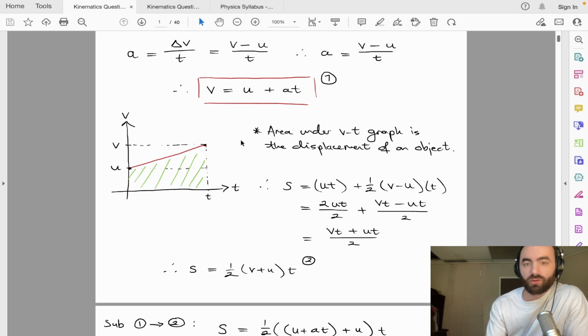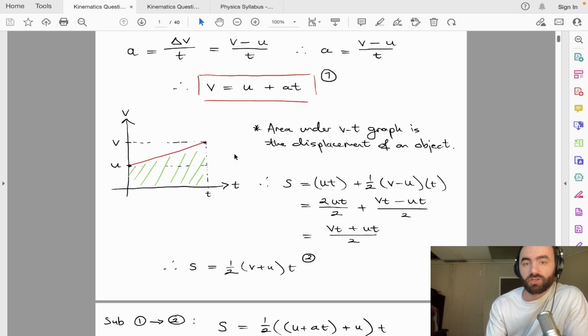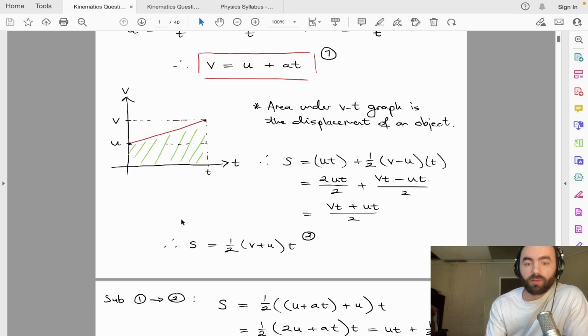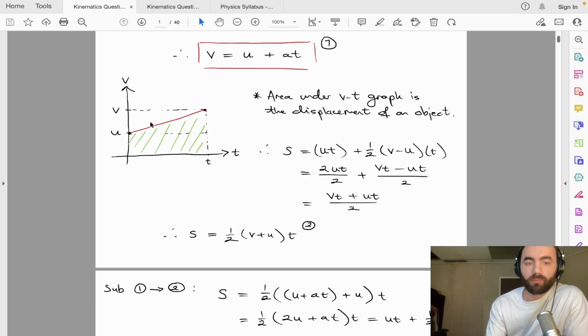That's one equation we can use for objects in constant acceleration. The next two we find from a VT graph, basically the area under a VT graph. So this would be an object in constant acceleration. It moves from u, initial velocity, to v, final velocity, in a certain amount of time. The area under this graph is the displacement of that object. From that, we calculate the area and we get this equation here.